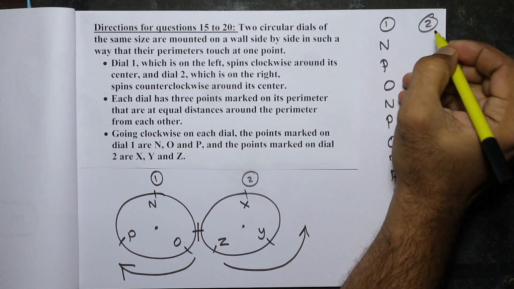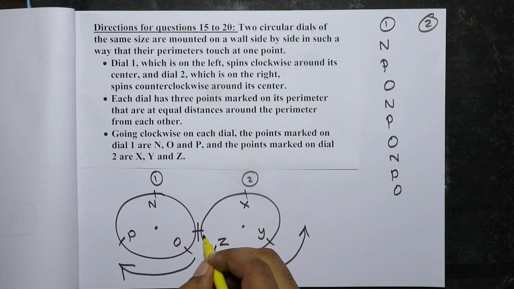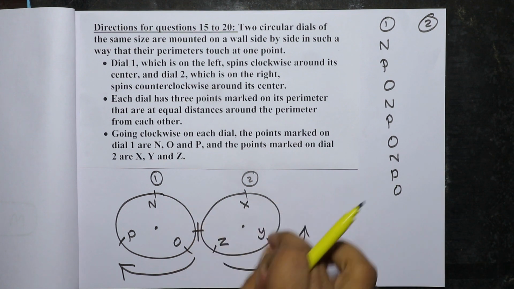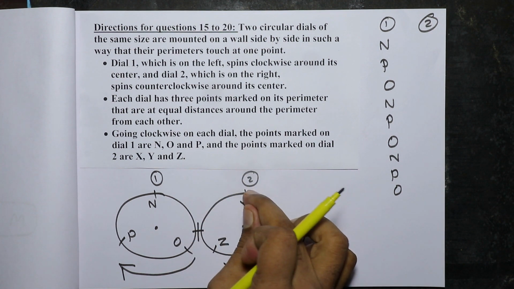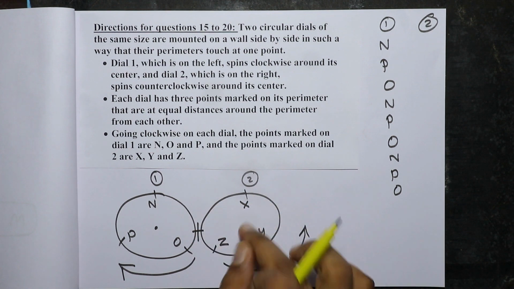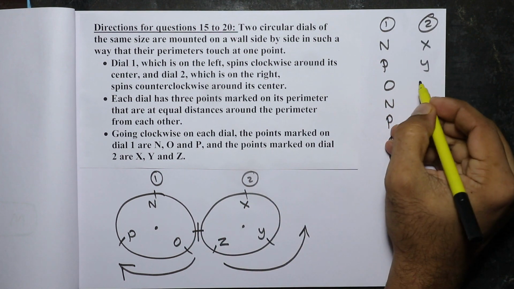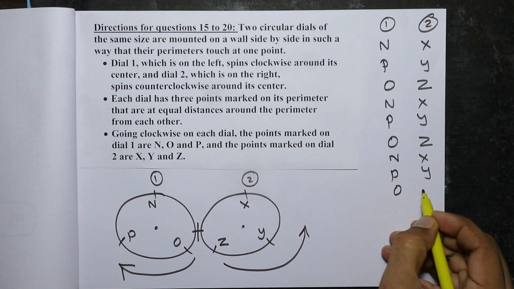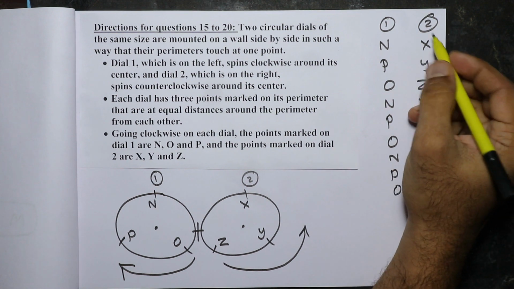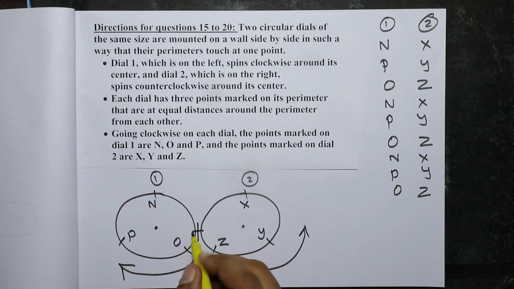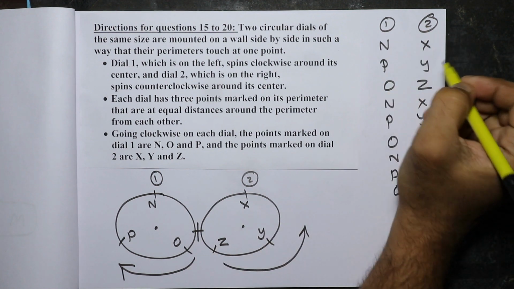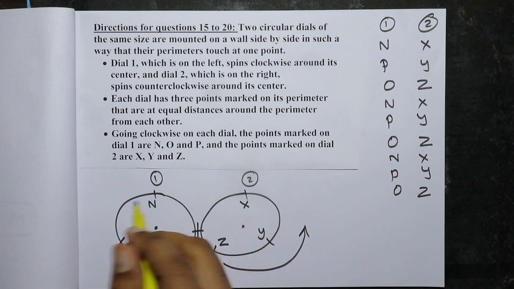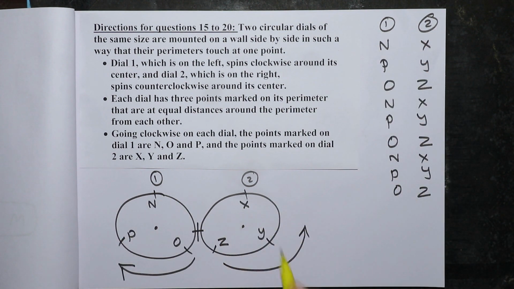Now we'll find out what will happen in dial 2, the points that pass through. Now it is turning like this. So if it is X, then it will turn like this and it will be Y and then Z. So first X, then Y and then Z. So it will be X, Y, Z, repeating like this. This is the order of the points that pass through the point of contact in dial 2, and this is the points that pass through the point of contact in dial 1. So we have got all the information. Let's start now.